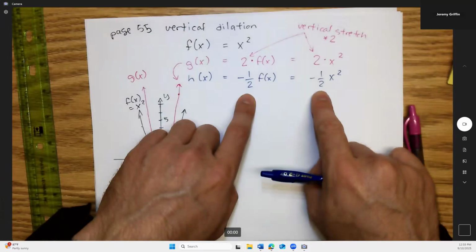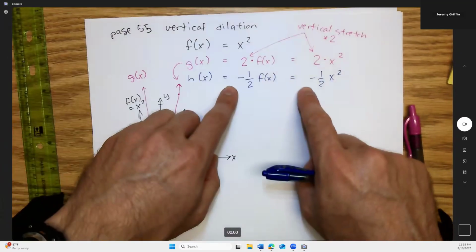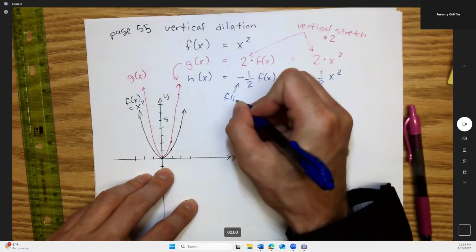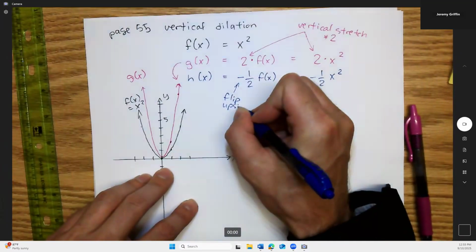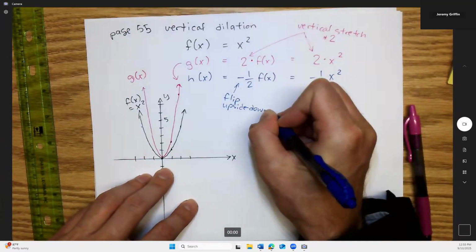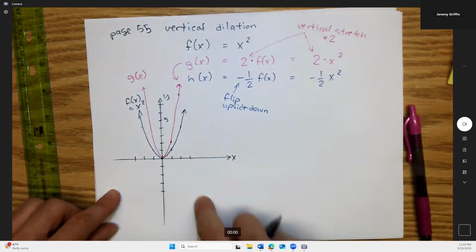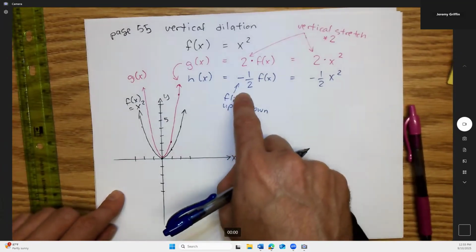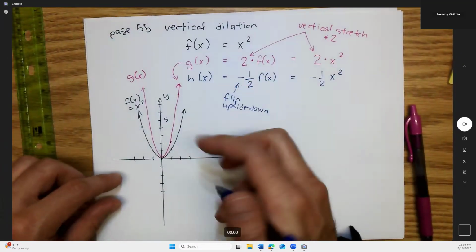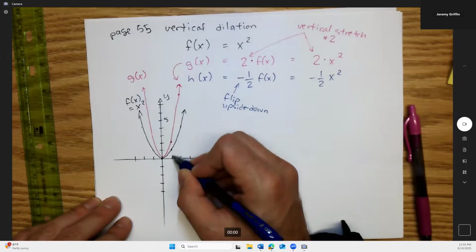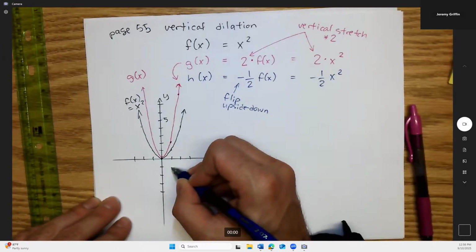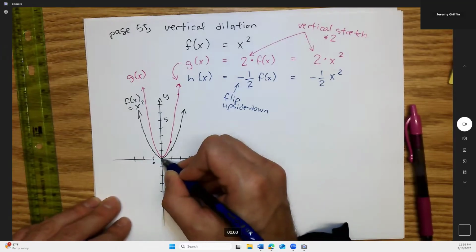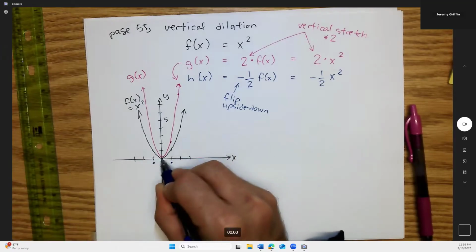My h of x, I said, was like half the size. But oh, one more detail. I see it's negative. Guess what the negative does? It flips it upside down. So if I flip the parabola upside down, it would look like a frown. And then also each y coordinate is going to be half of its original value. So here at 0, 1, well, upside down would be at 0, negative 1, but then half that value would be half right here. Okay, 0, 0, flip upside down, half is still at 0, 0.